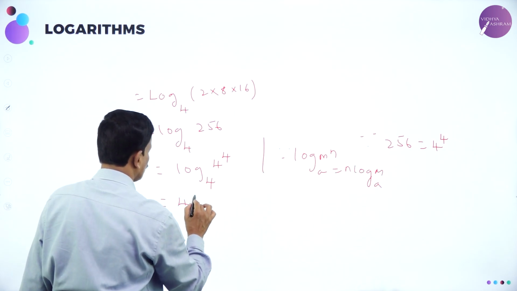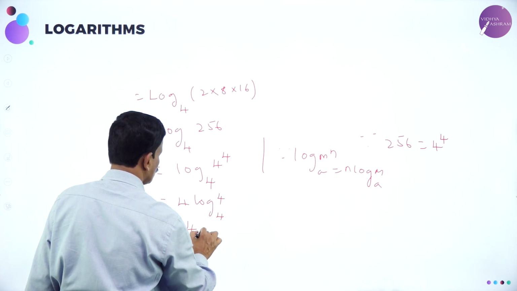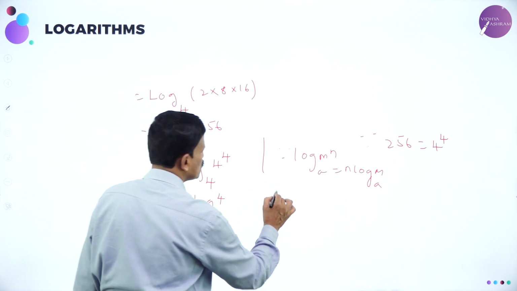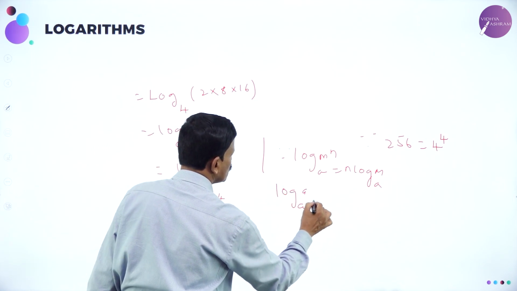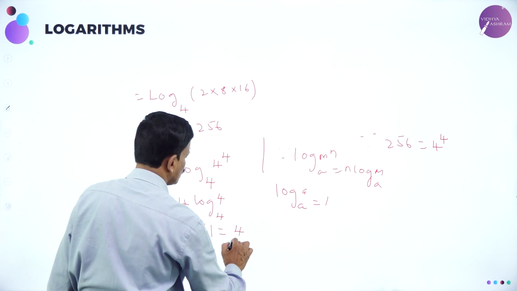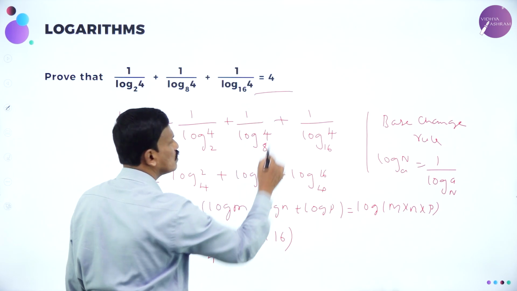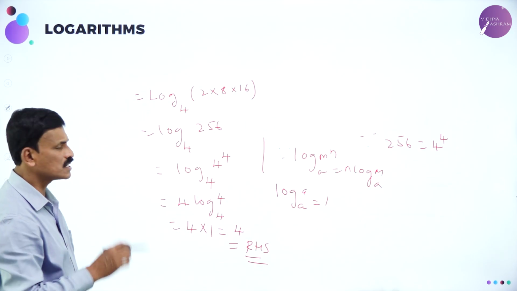This can be written as 4 into log 4 to base 4. Since logarithm of any number to the same base is 1, log a to base a is equal to 1, so log 4 to base 4 is equal to 1. So 4 into 1 is equal to 4, which is the required RHS. This is the answer. That's it.